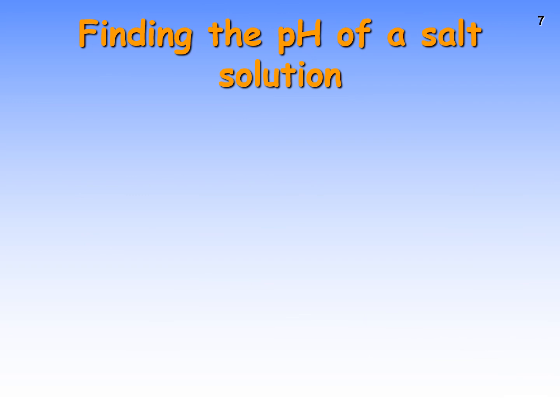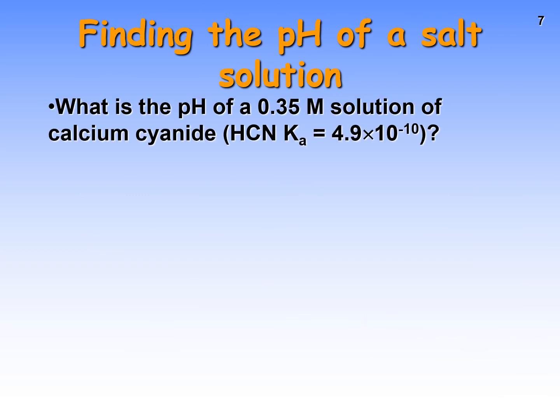All right, so let's do one last problem. What is the pH of a 0.35 molar solution of calcium cyanide? So this is where we're calculating the pH of either an acidic or basic salt. In this case, we actually have a basic salt. Now the first step is writing the formula of calcium cyanide, Ca(CN)2.